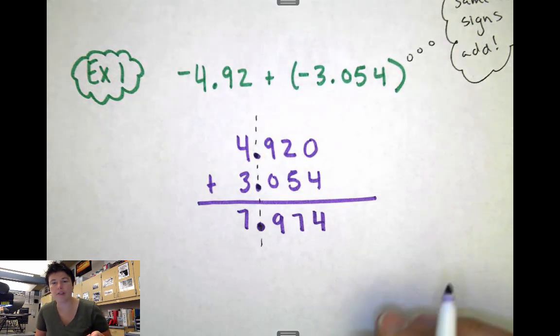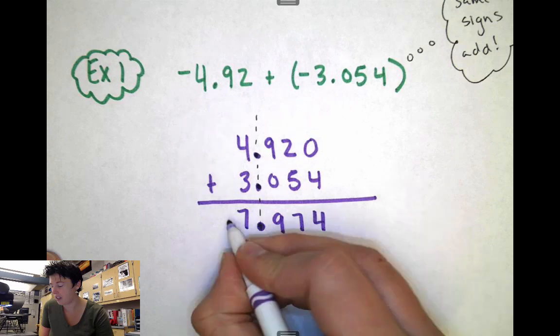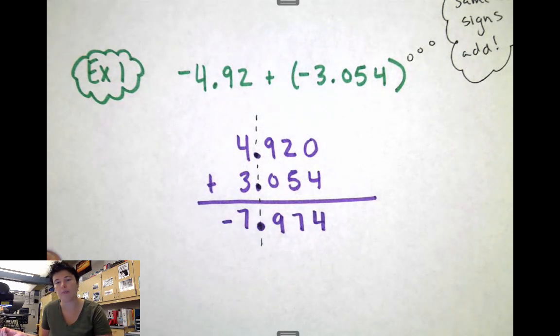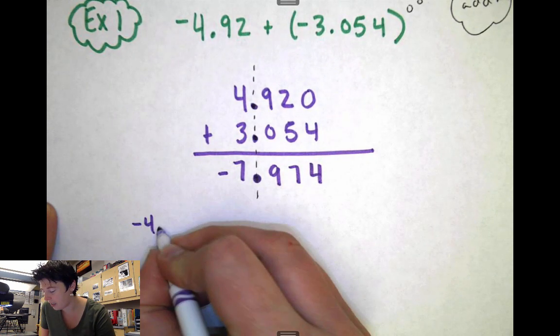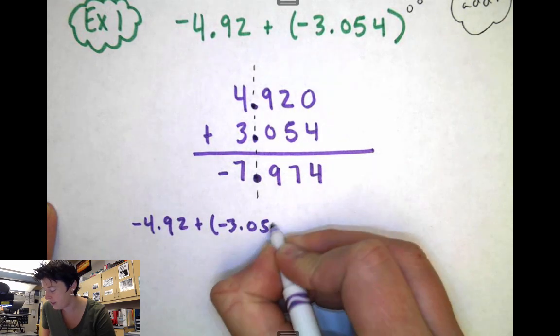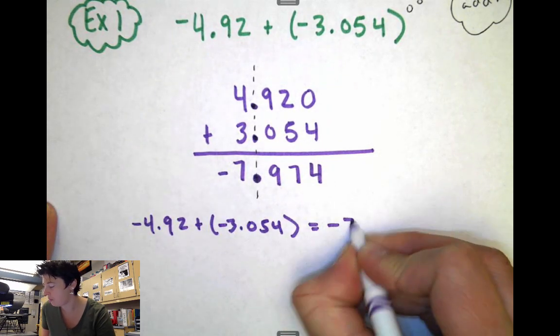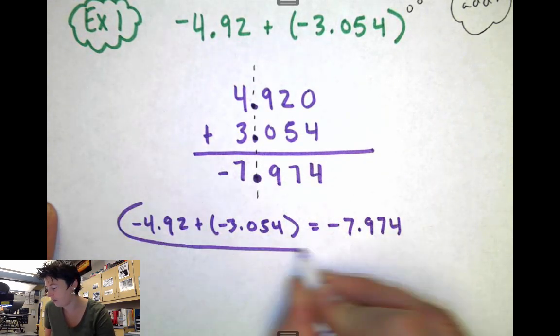It's 7.974. But because it was two negatives being added together, it's going to be a negative 7.974. That's the only difference. So when I write out my answer, negative 4.92 plus negative 3.054 is now equal to negative 7.974. And I have my final answer.